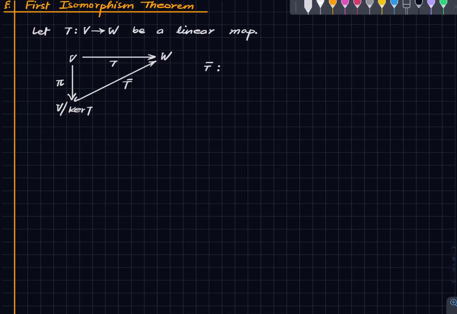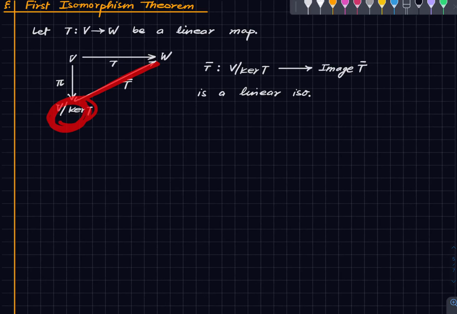T bar is a map from this, and we can restrict the image to the image of T bar. This is an isomorphism. Again, why is it a linear isomorphism? This is an injective linear map, so it is a linear isomorphism from the domain to the image. That's all that we have written. But what is the image of T bar? The image of T bar is the same as the image of T. After all, T factors through this thing to give you T bar, and hence T and T bar have the same image.